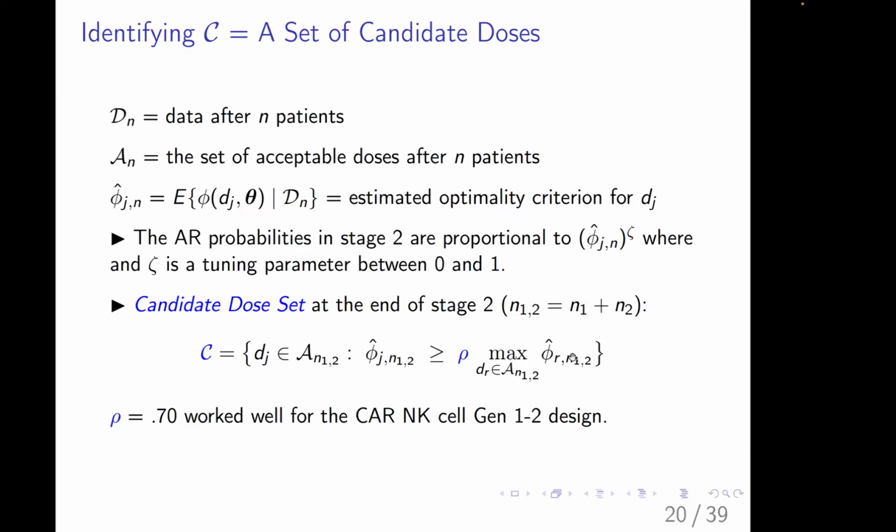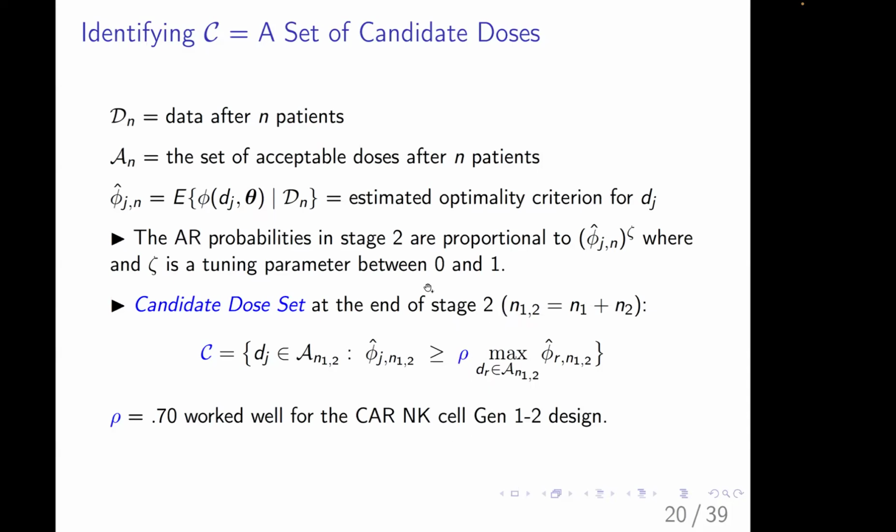So the maximum value is what you would ordinarily use to say, here's the best dose. But rho is a value less than 1. So if you say rho is 0.7, what you're saying is, well, if you're at least 0.7 or 70% of that maximum value, you get into the candidate set. And we played around with this and tweaked it. And you can look at 0.5, 0.6, 0.7, and so on and see what works.